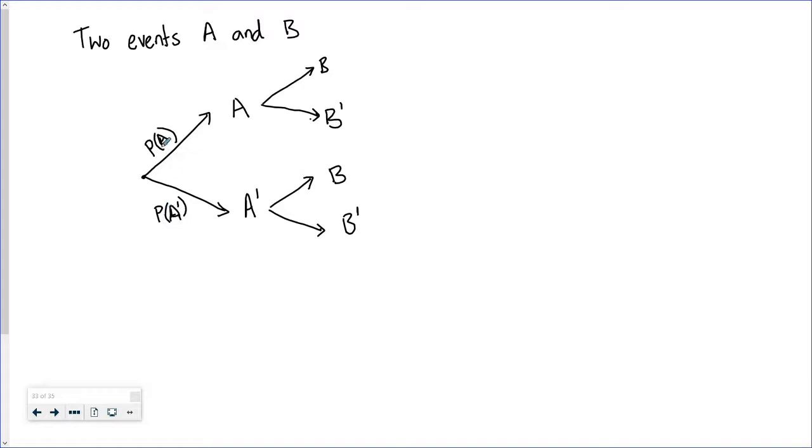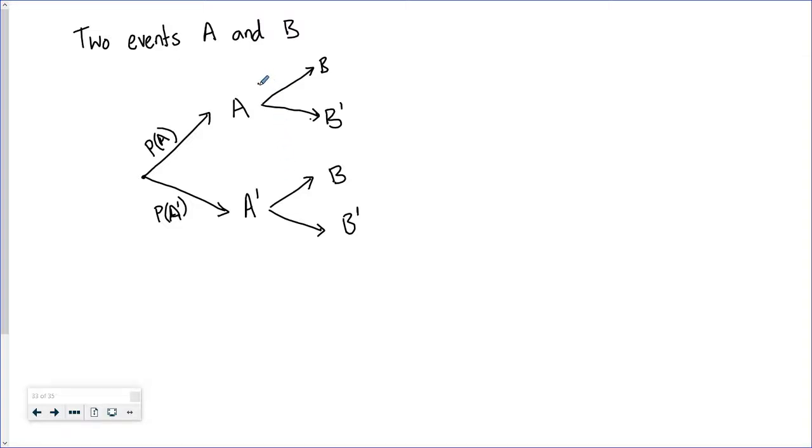And remember that these two probabilities will add up to 1 because either A happens or A doesn't happen, so they must add up to 1. Now, normally we would just put the probability of B here on this branch and the probability of B here on that branch. Well, we don't know that these two probabilities are going to be the same because that would only be true if the outcome of A happening or not happening doesn't change the probability of B.